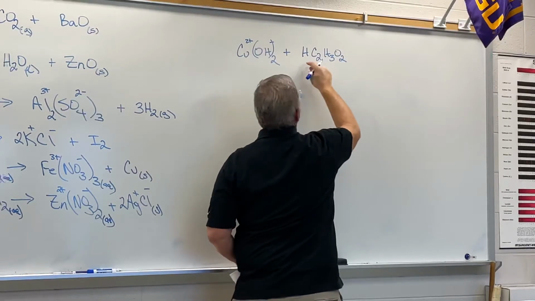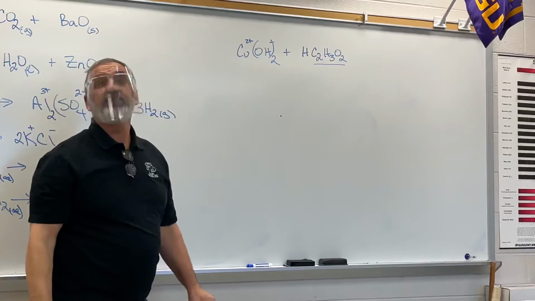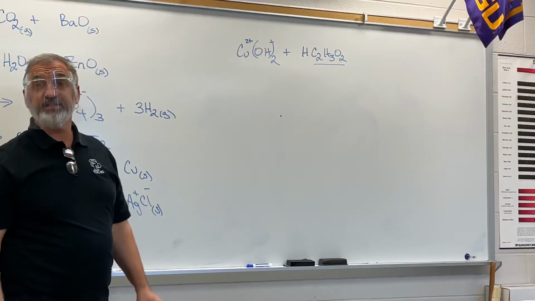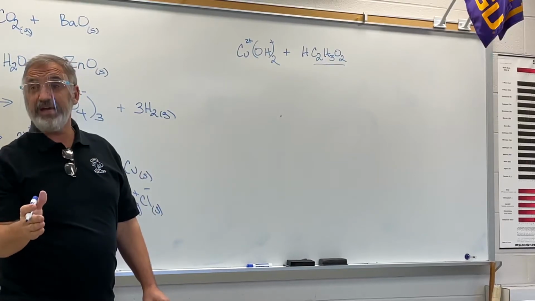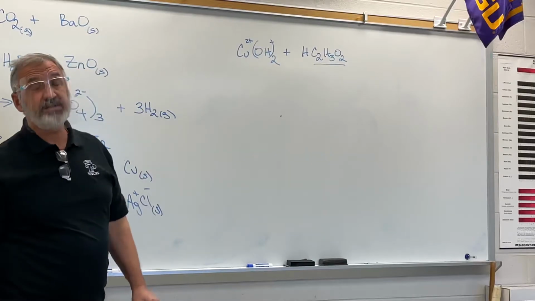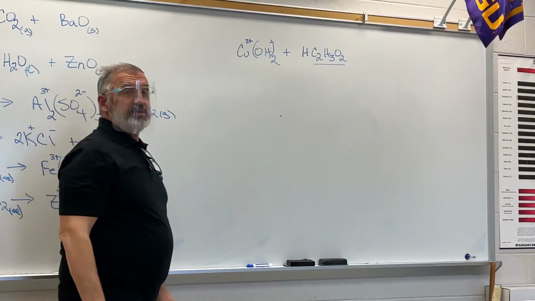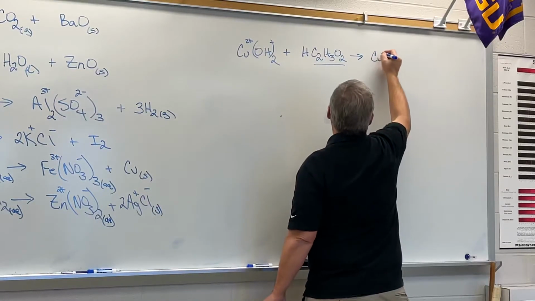C2H3O2. So if this is acetic acid, what's the name of that ion? Acetate. That's the acetate ion, because A goes to ic when you make the acid. So acetate ion makes acetic acid. So what am I going to make? Copper 2 acetate. And then water.